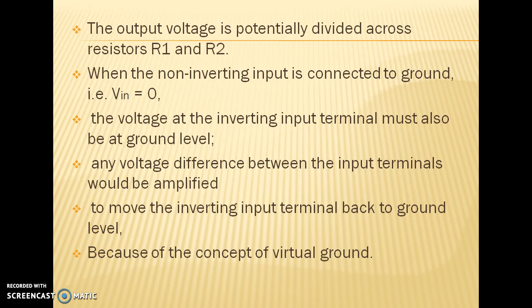Let us consider a case when the non-inverting input is connected to ground, that is, V input is 0 volts. The voltage at the inverting input terminal must also be at ground level. Any voltage difference between the input terminals would be amplified to move the inverting input terminal back to ground level. This happens due to the concept of virtual ground, which shall be dealt with in a short while.